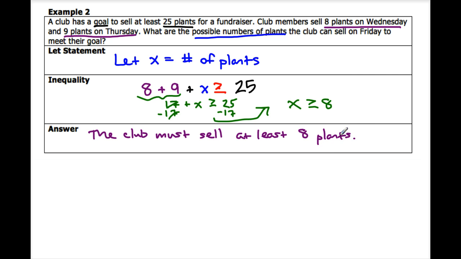It's important to use that phrase "at least" or "at a minimum," okay, 8 plants, because that signifies that we can sell more than 8, and that's fine, but 8 is the bare minimum we need to sell. So make sure you're using the phrase "at least" or "a minimum of 8 plants" or "8 or more plants," something that shows that you can sell more than 8, but 8 is the smallest amount.